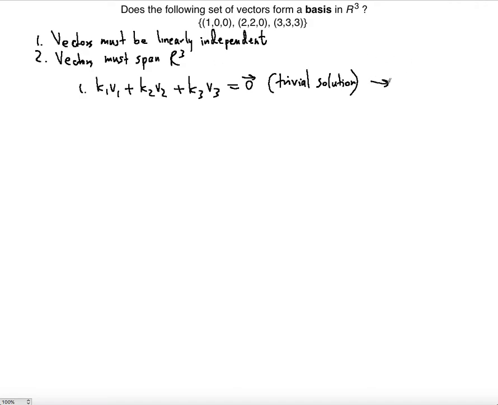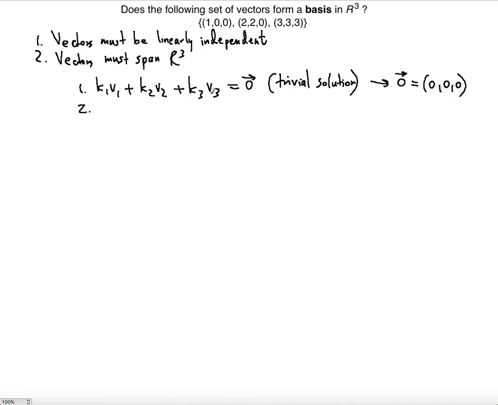And we also know that the 0 vector is basically (0, 0, 0), because we're talking about three-dimensional space, each vector having three components. And so the 0 vector must have three components, all of them zeros.